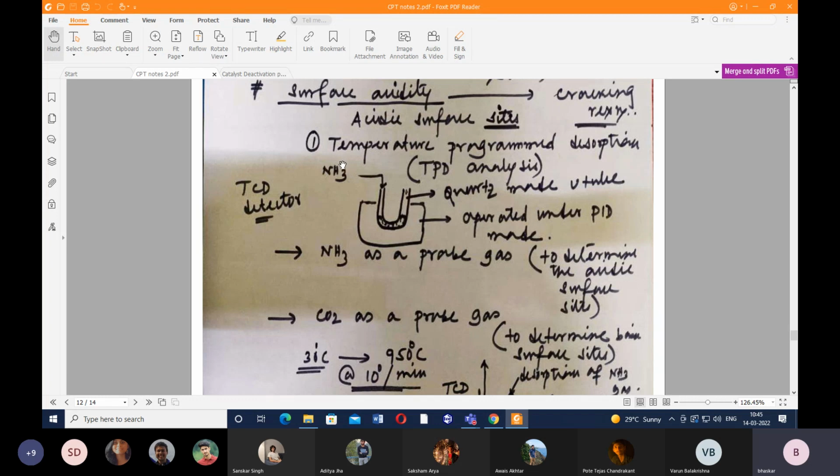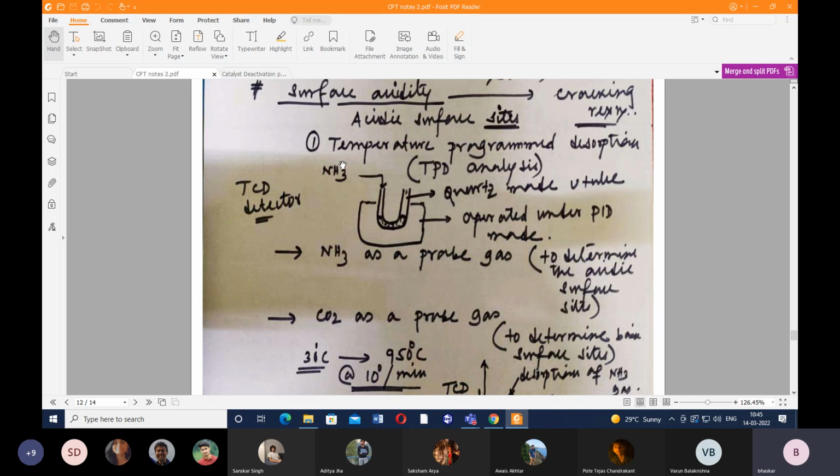But before telling you this, let me tell you: when we want to calculate the acidic surface sites, we incorporate one basic gas into the system. However, when we want to calculate the basic surface sites, then we incorporate one acid. So when we want to determine the acidic surface sites, we purge ammonia through the system.